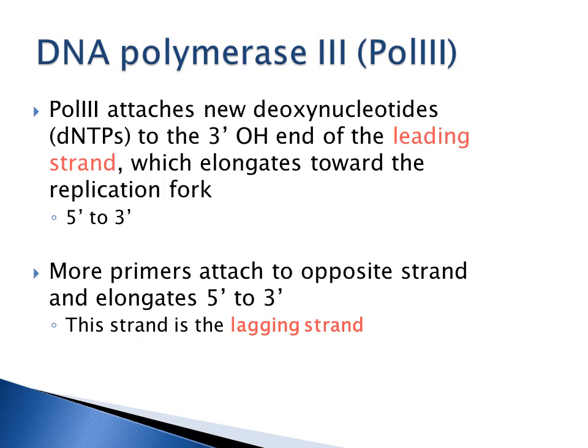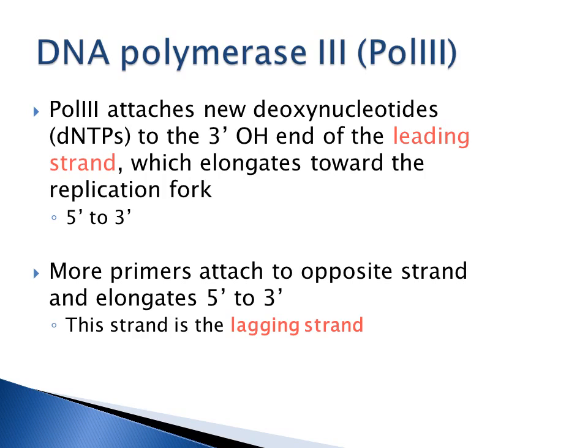Of course, other enzymes are needed to replicate DNA. One important enzyme is DNA polymerase 3. DNA polymerase 3 attaches the new dNTPs, or deoxynucleotides, to the 3' hydroxyl end of the leading strand, and that's going to allow elongation toward the replication fork. So polymerase 3 is going to allow replication in the 5' to 3' direction.